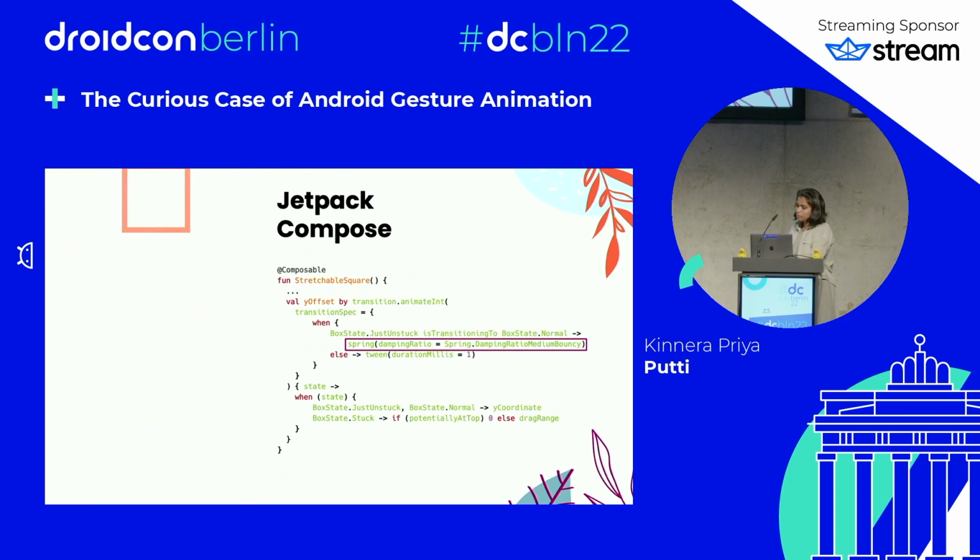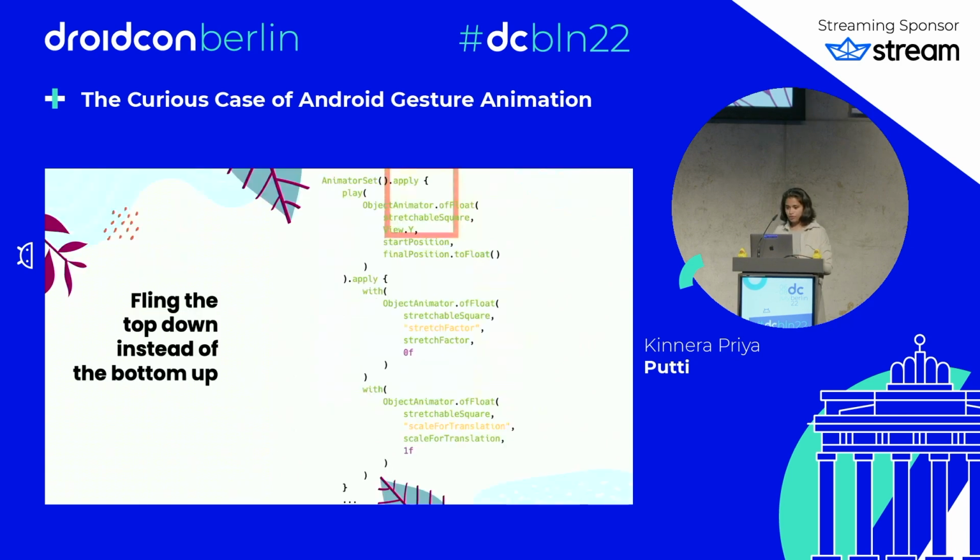We're also going to explain how this is happening in Y offset. So the same thing that we're doing for the stretch factor, we're going to be doing for Y offset and scale for translation. With the transition spec, we don't have to define everything together. We only have to define the transitions that we really need. In this case, we're going to spring between just unstuck to normal. So if you can see now, when it goes from just unstuck to normal, you can see that little spring in its step. It improves the quality, like I said before.